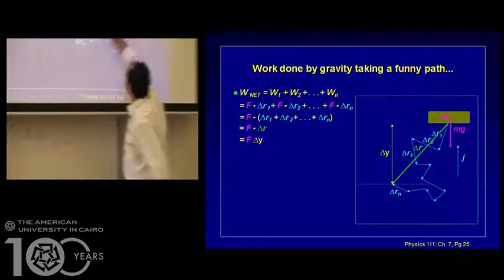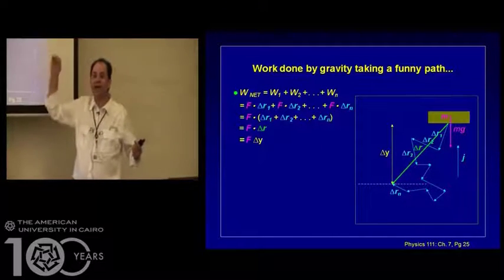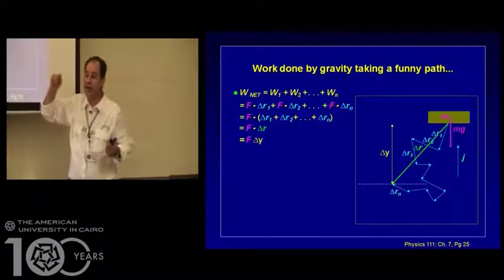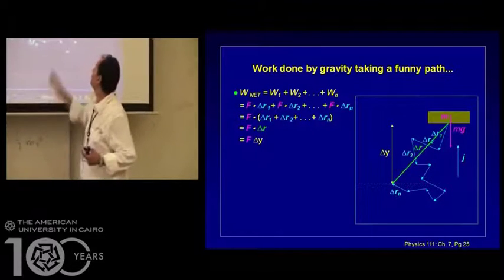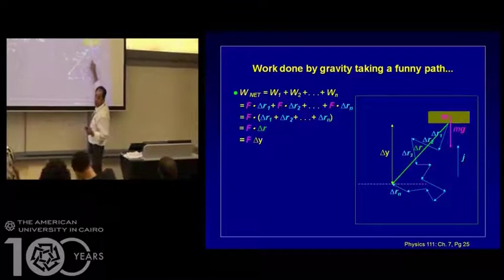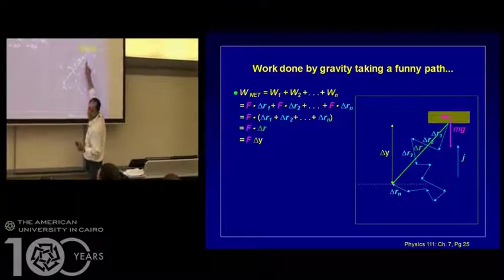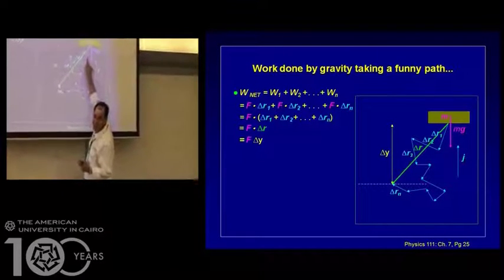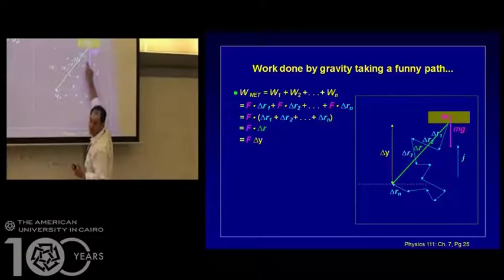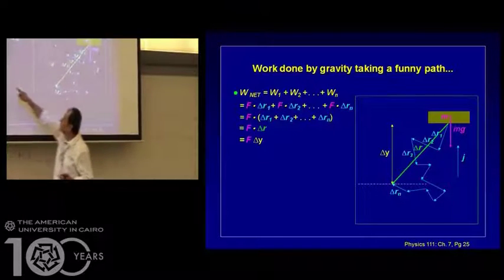Okay? And if you keep adding up delta R1 plus delta R2 plus delta R3, you will get this green vector, that's delta R, from the starting point to the end point. And if you do F dot delta R, you get F times delta R times cosine of the angle between the force and delta R. If you look at that triangle there, and you call that angle theta between the force and the vector delta R, delta R cosine theta is that height, delta y. So you get F times delta y.